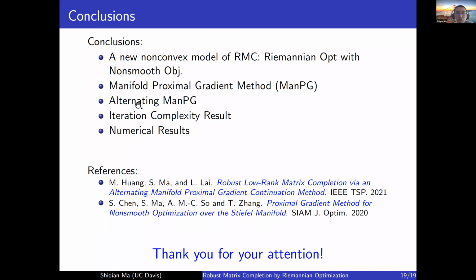We also proposed a variant of the ManPG algorithm. This is the alternating ManPG algorithm, which works very well for this robust matrix completion problem. We also analyzed the iteration complexity results for both methods, and we showed some numerical results to compare with existing works. And with that, I conclude my talk. Thank you very much.